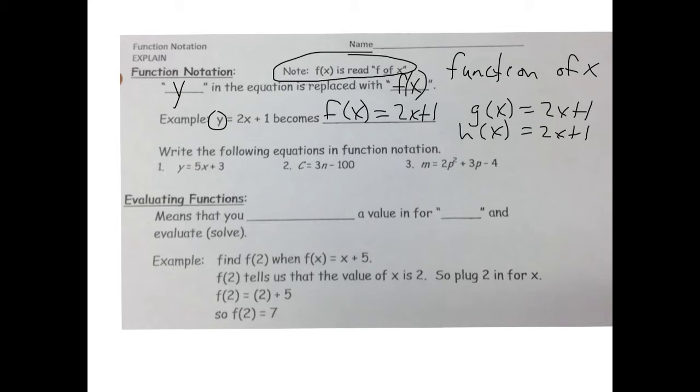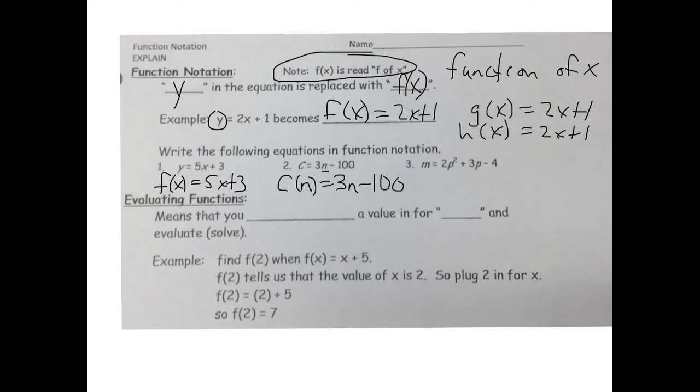Alright, we're going to rewrite the following equations in function notation. So the y gets replaced and it becomes f of x equals 5x plus 3. Sometimes when it's in a real world situation, like number 2 here, C would stand for cost and N would stand for the number of something, number of days or something like that. This one could be written C of N equals 3N minus 100.